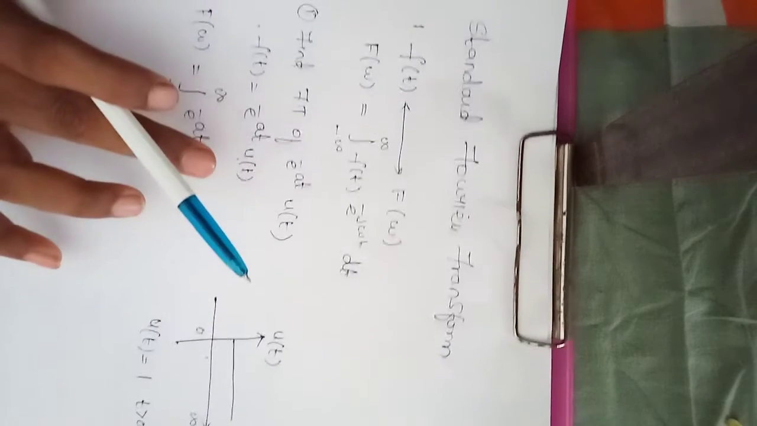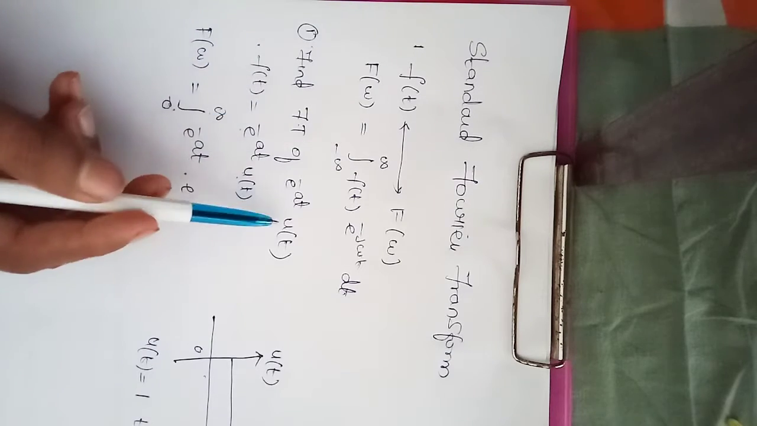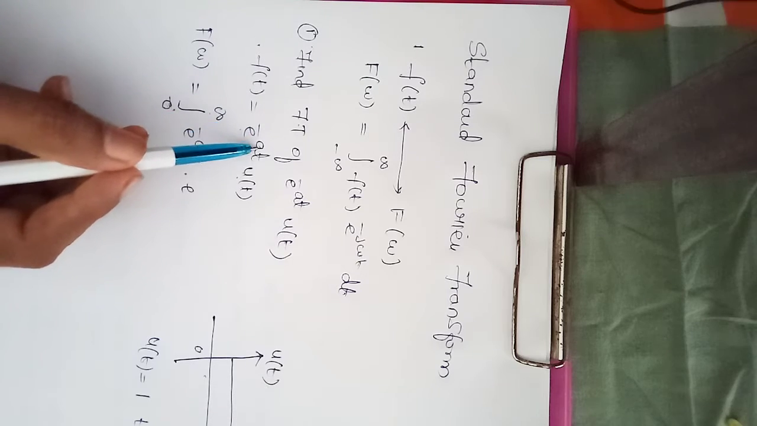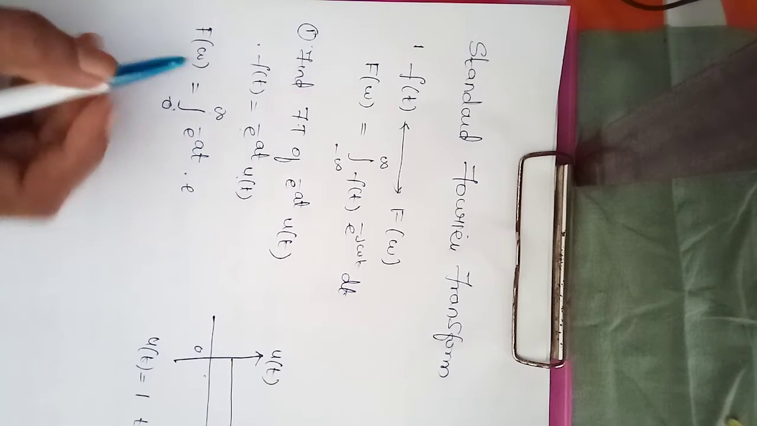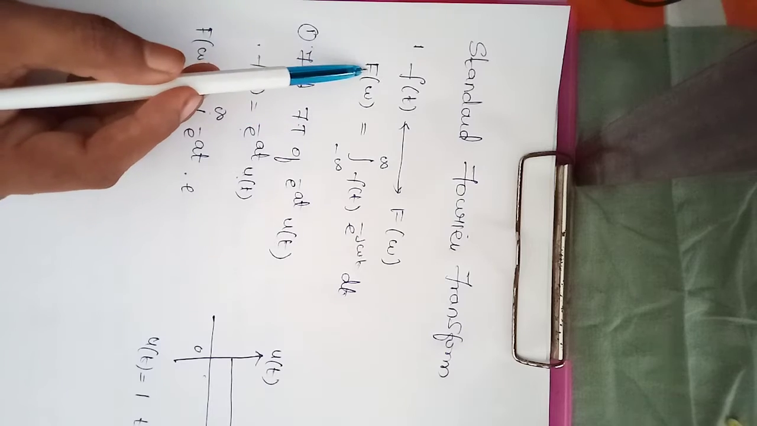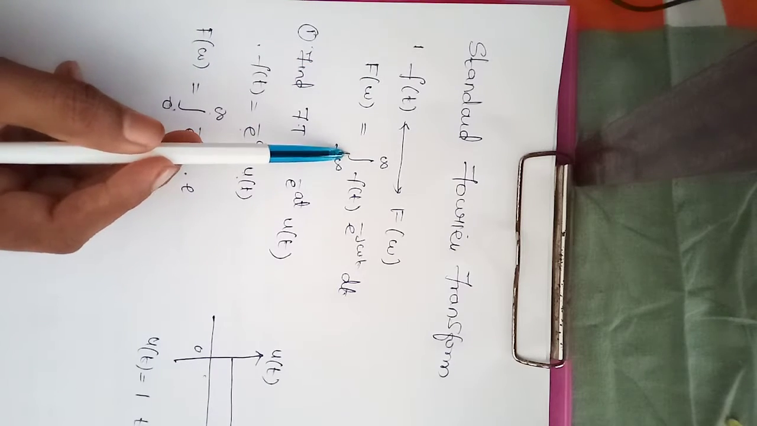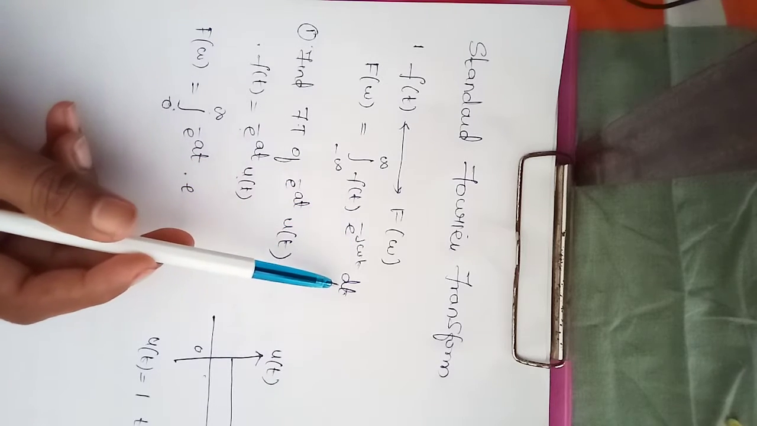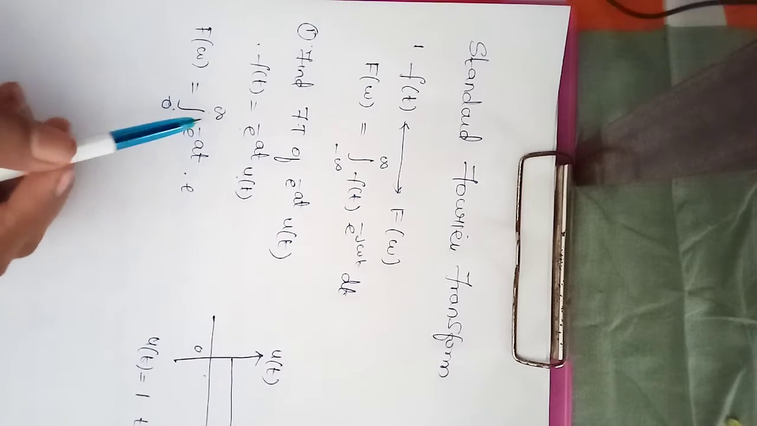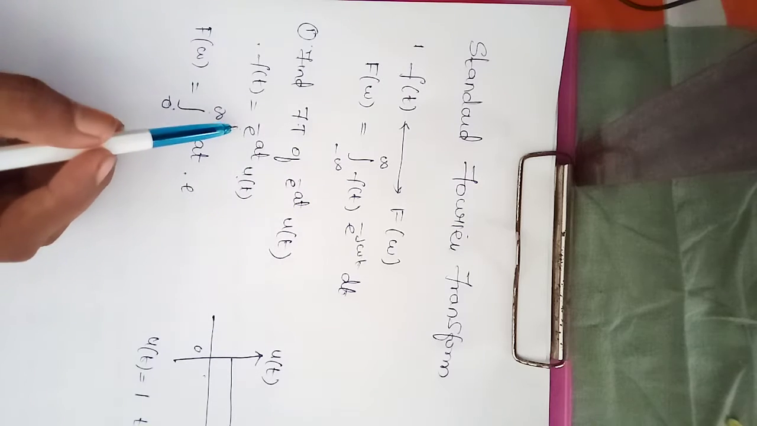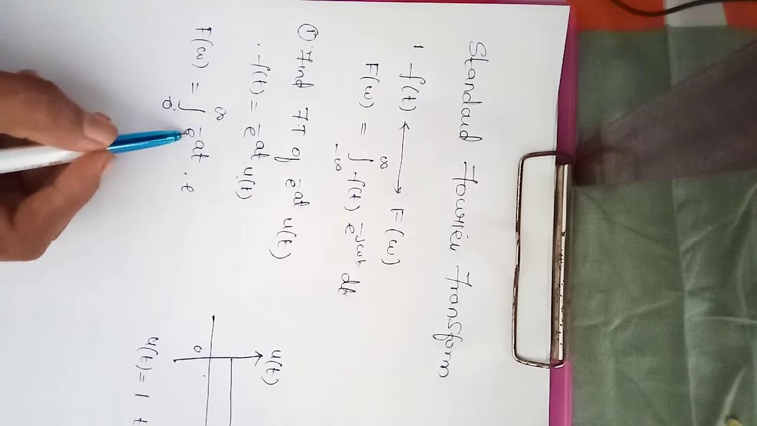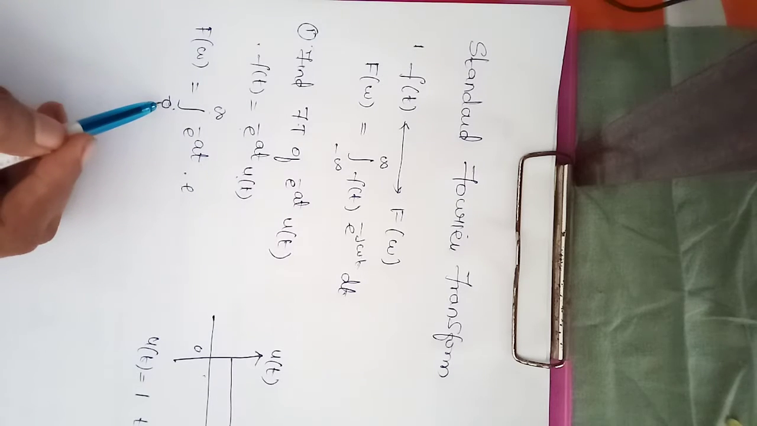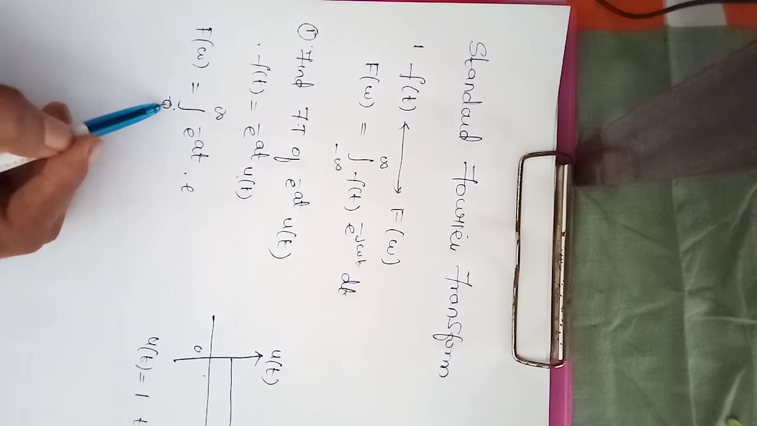Now, what is the function given in the question? My function given is f(t) equal to e power minus at u(t). The formula to start with: F(omega) is equal to the integration from minus infinity to plus infinity of f(t) e power minus j omega t dt. In place of f(t), I am writing my function, e power minus at. In place of u(t), it will be substituted with respect to the limits, so the limits change to 0 to infinity.